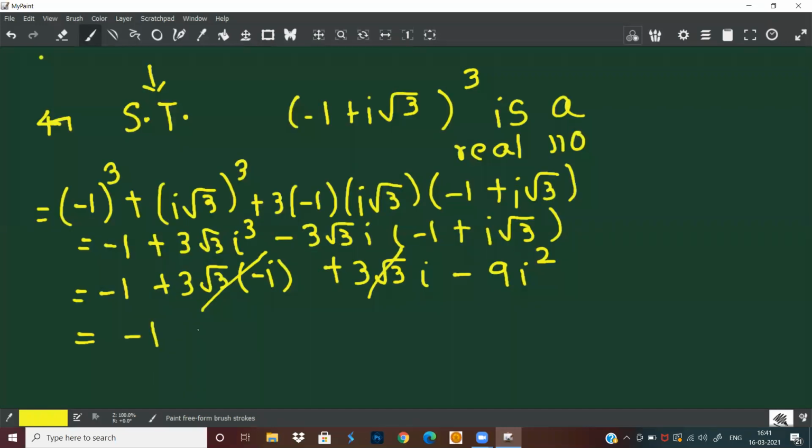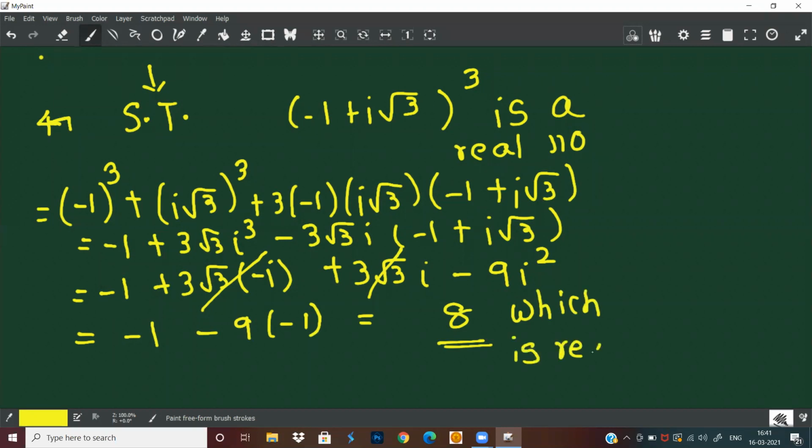You have to check whether your answer is 8, which is real. Yes, yes. A plus B bracket cube. You know how we remember पहले का cube plus दूसरे का cube plus 3 into पहला into दूसरा into bracket जैसे के वैसा. A cube plus B cube plus 3AB into A plus B.